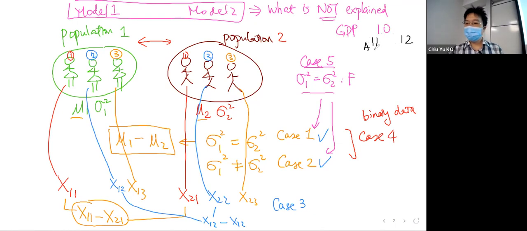For Model A, what is not explained is 1. For Model B, what the model doesn't explain is 2, right? The error is the difference, and you can calculate the variance of this kind of error. You want to compare which one leads to bigger error. If they're at the same level, then you cannot tell which model is better. If one model has bigger error than the other, then you would take the one that is smaller.